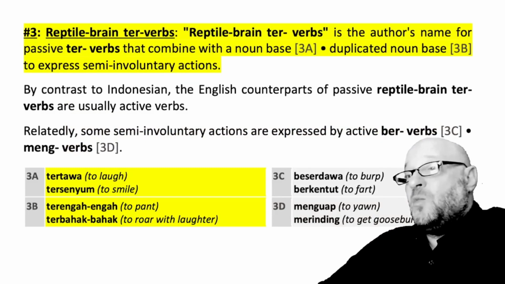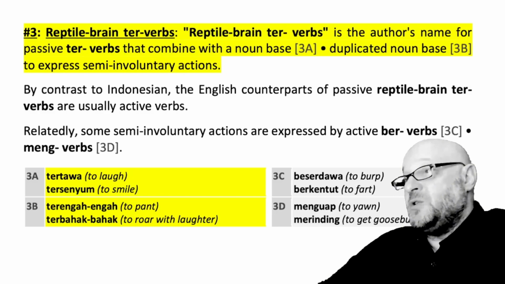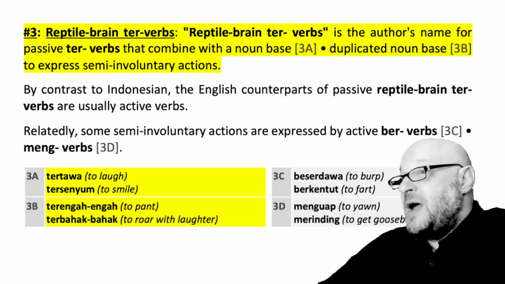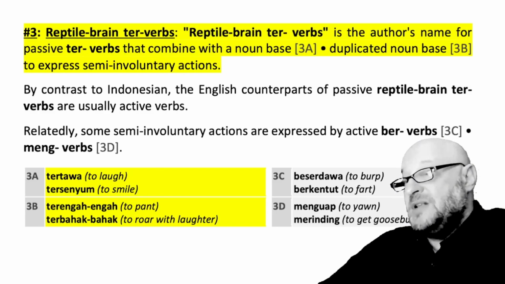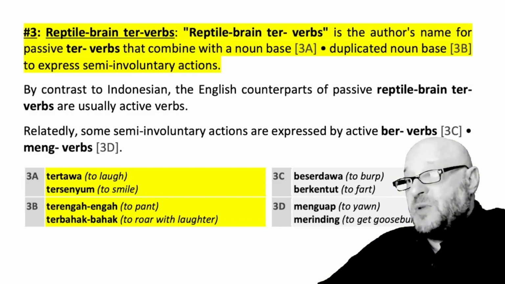Number 3, reptile brain verbs, or involuntary verbs. Reptile brain verbs is my name for passive verbs that combine with a noun base or duplicated noun base to express semi-involuntary actions. Example 3a, tertawa means to laugh. Tersenyum, to smile. Example 3b, terengah-engah, to pant, or terbahak-bahak, to roar with laughter.